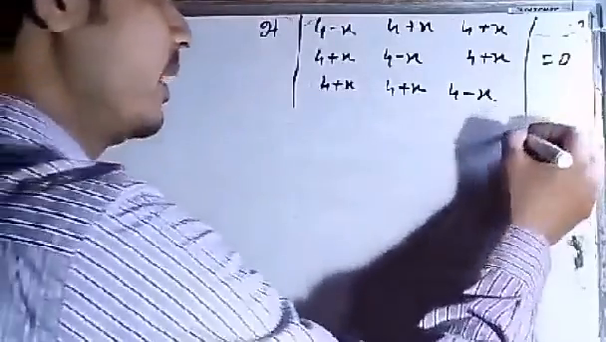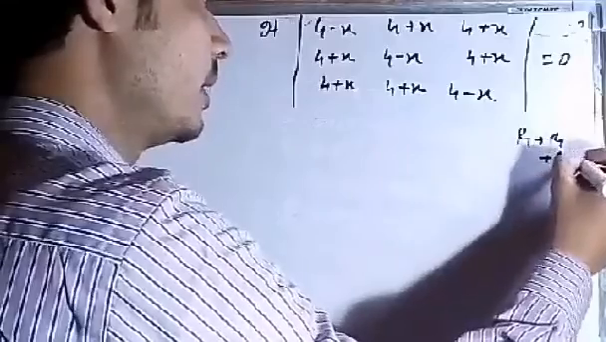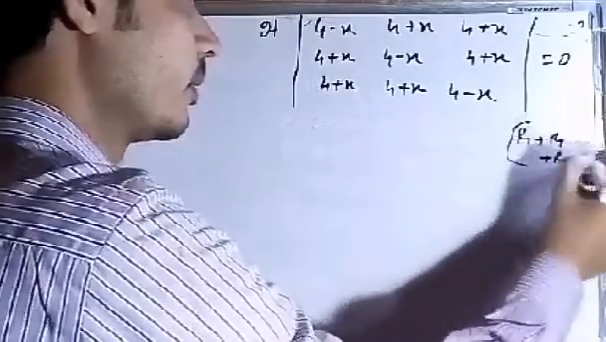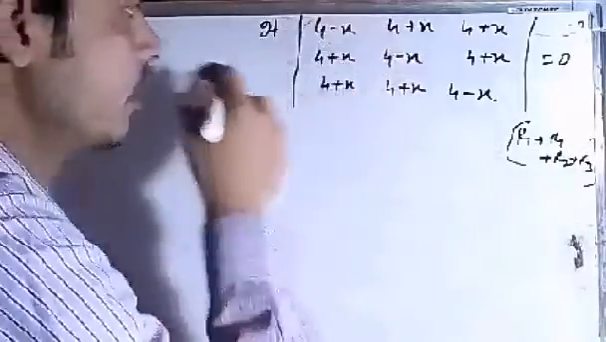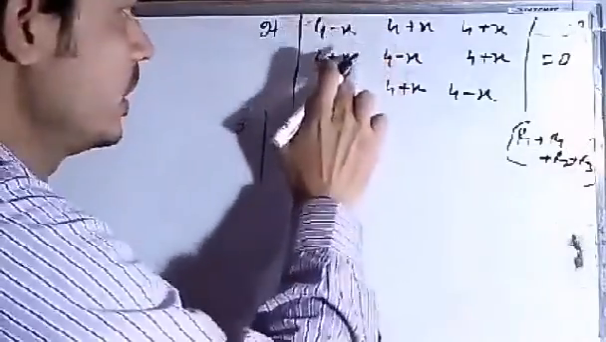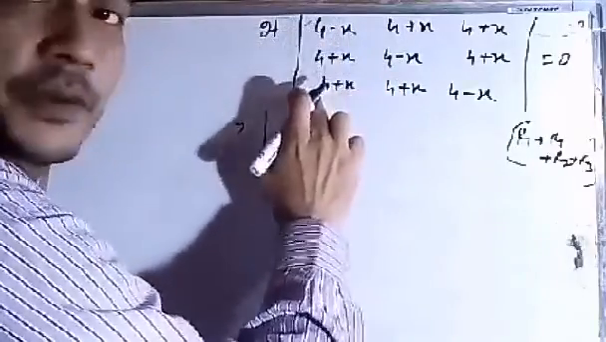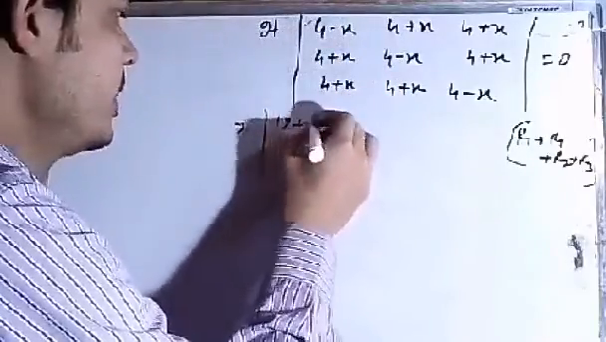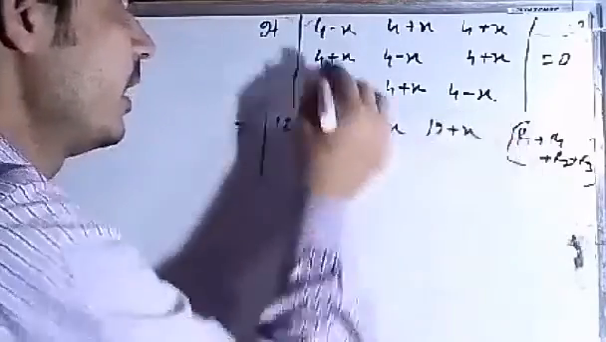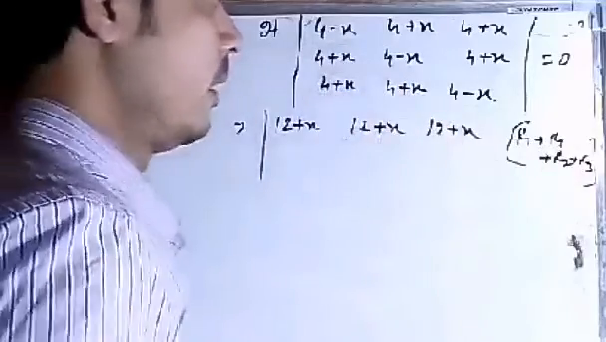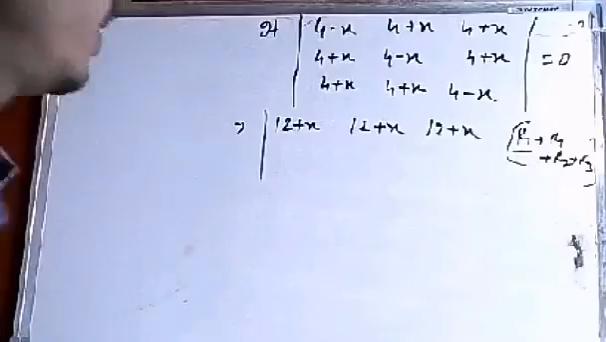So let's operate R1 plus R2 plus R3. So operating, we have the determinant. Now if we add these rows, R1, R2 and R3 together, plus x minus x gets cancelled out. 4, 4, 8, 8 plus 4, 12. So we have 12 plus x. Here also 12 plus x, here also 12 plus x. And the other rows will be no change because we have operated only on R1. So R1 will be changed.